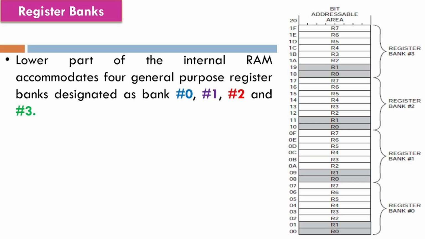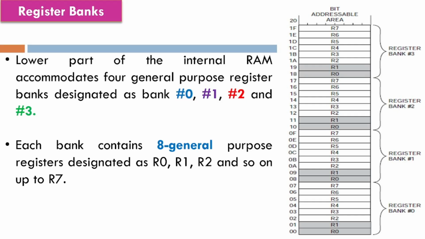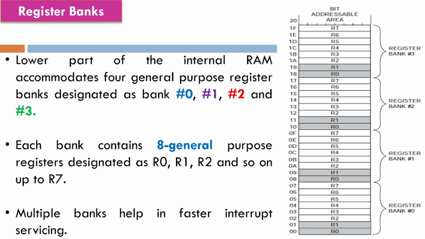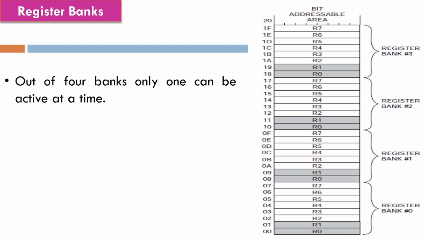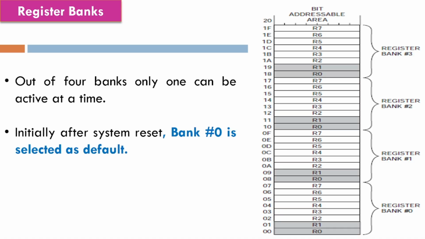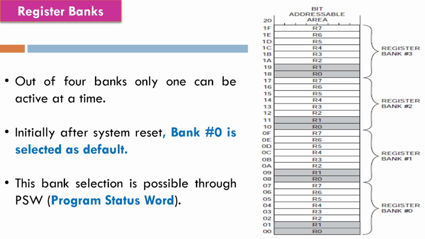The lower part of the internal RAM accommodates 4 general-purpose register banks, which are designated as bank number 0, number 1, number 2 and number 3. Each of these banks contains 8 general-purpose registers, designated R0 up to R7. These registers are incredibly versatile. They can store data or operands during arithmetic and logical operations, and they can also be used as counters to count down. Having multiple banks helps facilitate faster interrupt servicing.